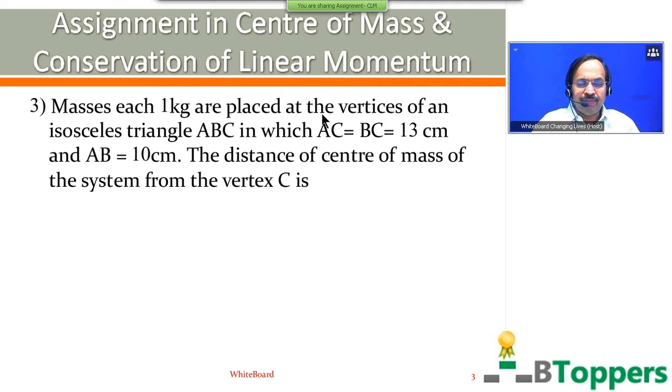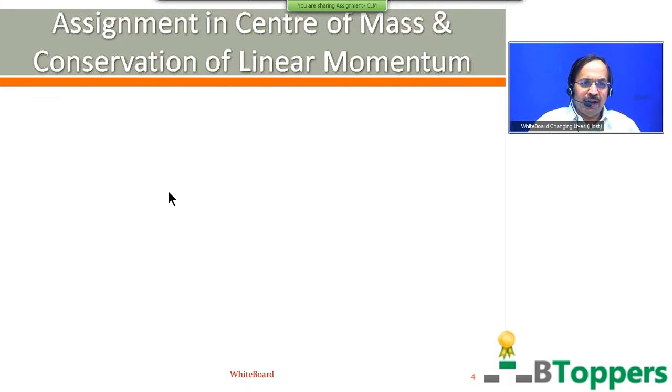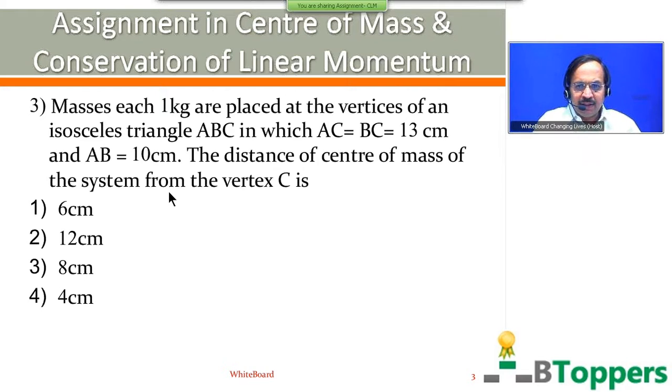Masses each 1 kg are placed at the vertices of an isosceles triangle ABC, in which AC equal to BC equal to 13 centimeter and AB equal to 10 centimeter. The distance of center of mass of the system from the vertex capital C is. Here are shown 4 options on the screen. Come on, try the question.